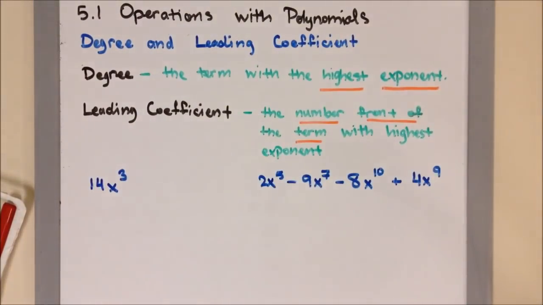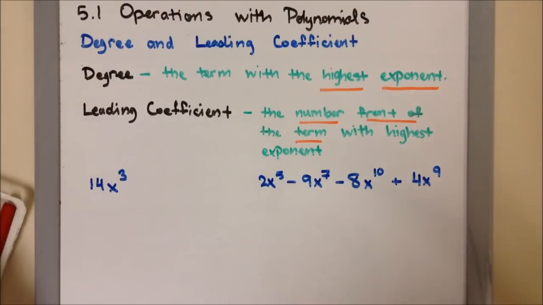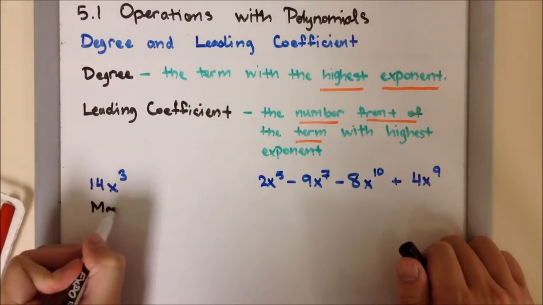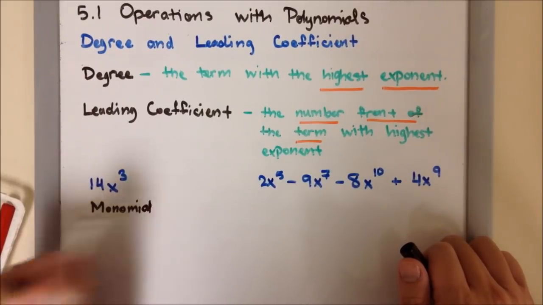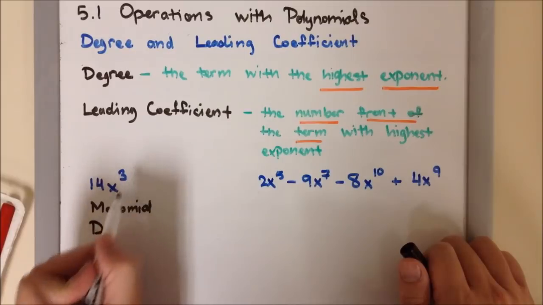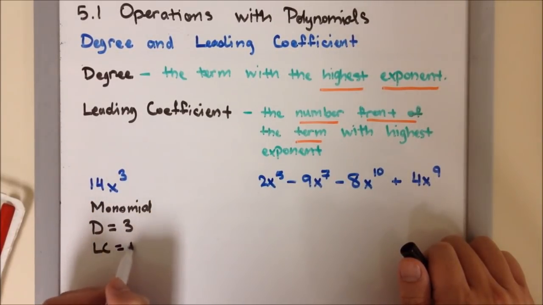In our third example, we have this one term, 14x to the third. So if I were asked to classify this, this will be a monomial. If it's a monomial, it's going to be pretty easy to find degree, which is 3, and then my LC, which is 14.